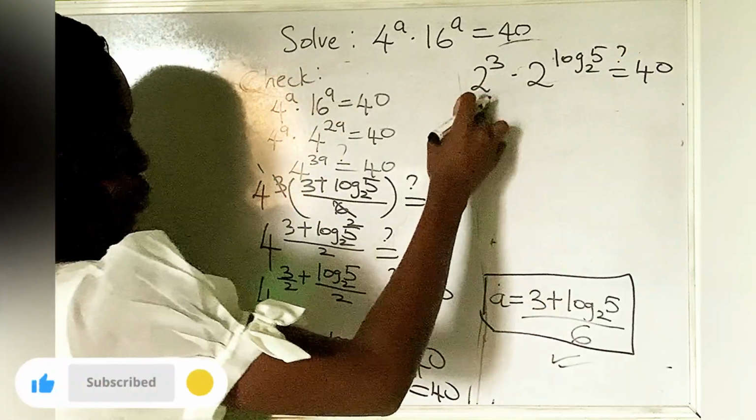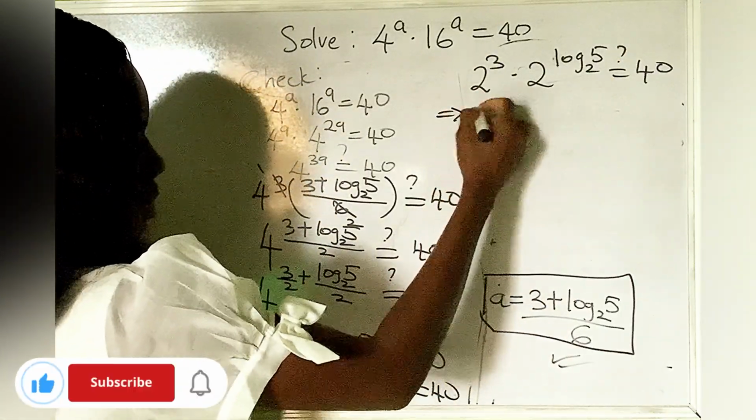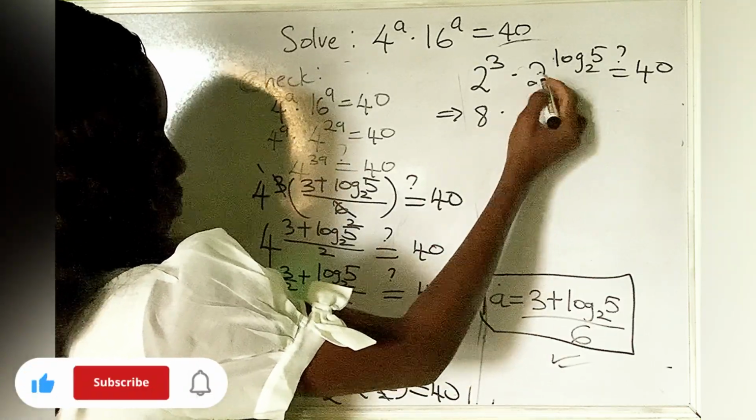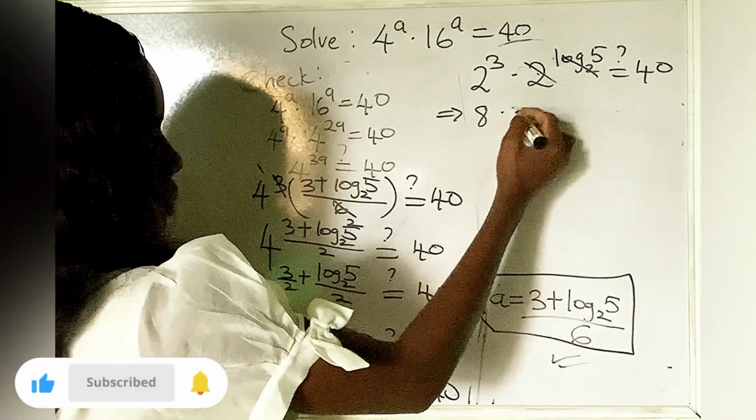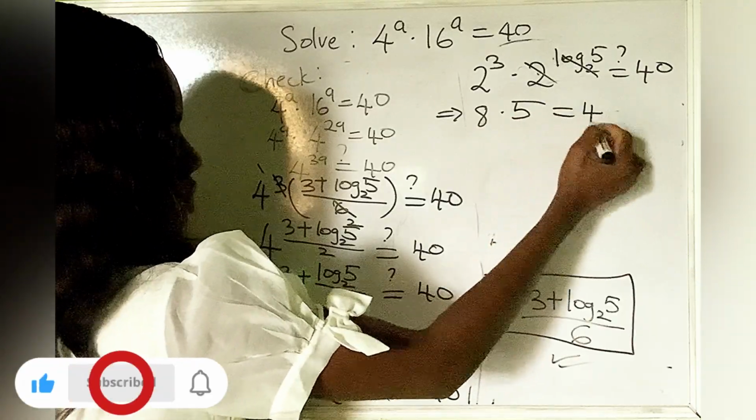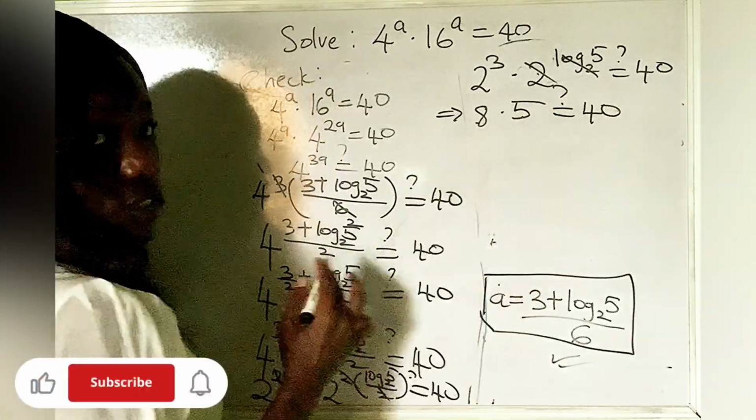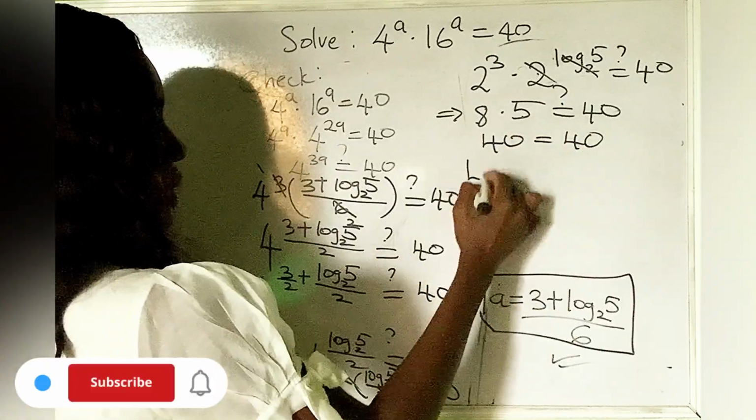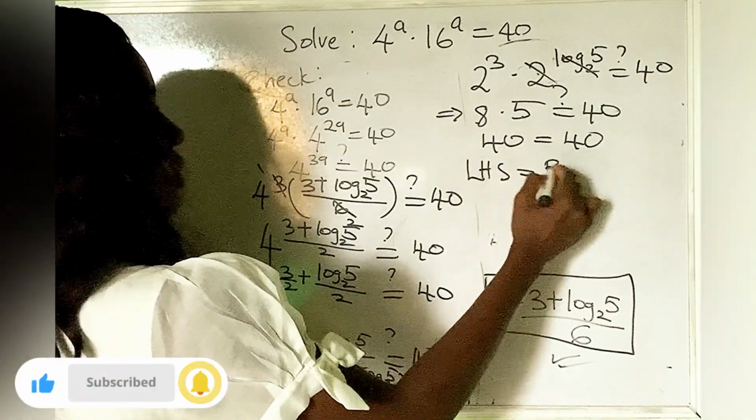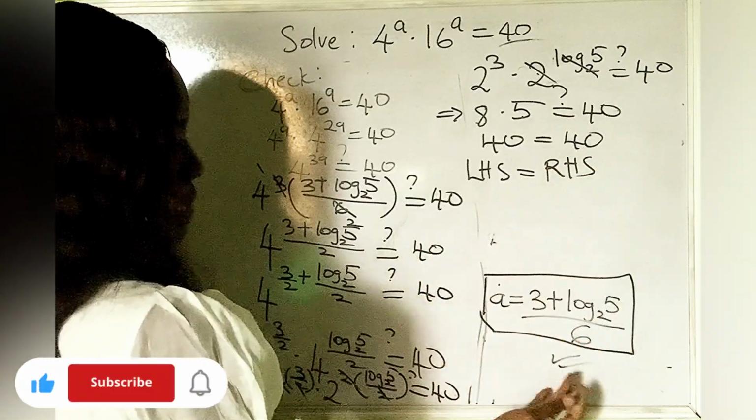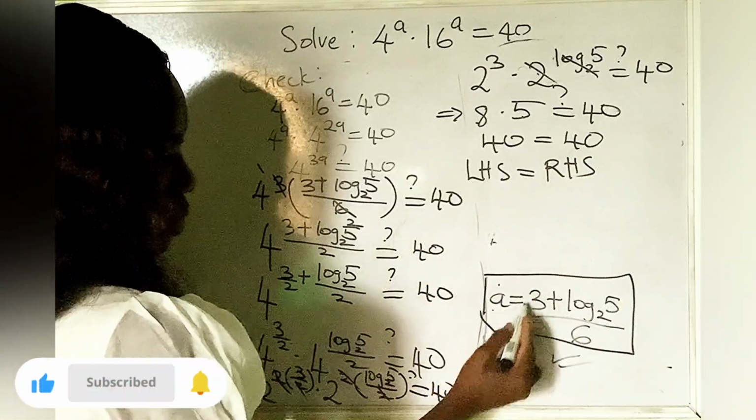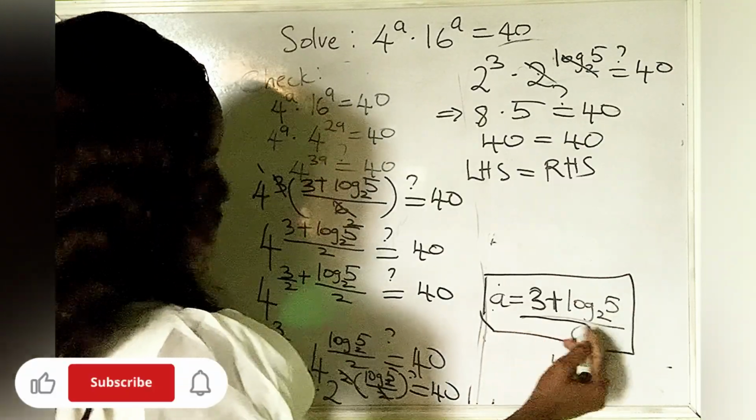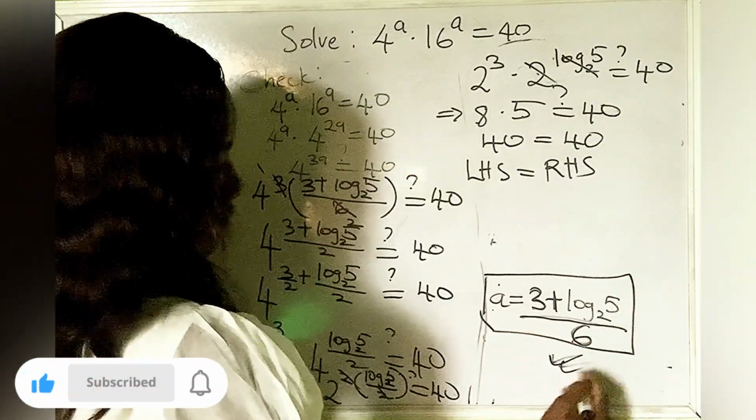2 multiplied by 2 multiplied by 2 is going to give us 8. Multiplied by 2 raised to log 5 base 2, we cancel base 2. So we have 5. Is it equal to 40? 8 times 5 is going to give us what? 40. And that is equal to 40. So we can see that our left-hand side is the same thing as our right-hand side. That means our answer for a, which is equal to 3 plus log 5 base 2 all over 6, is correct.